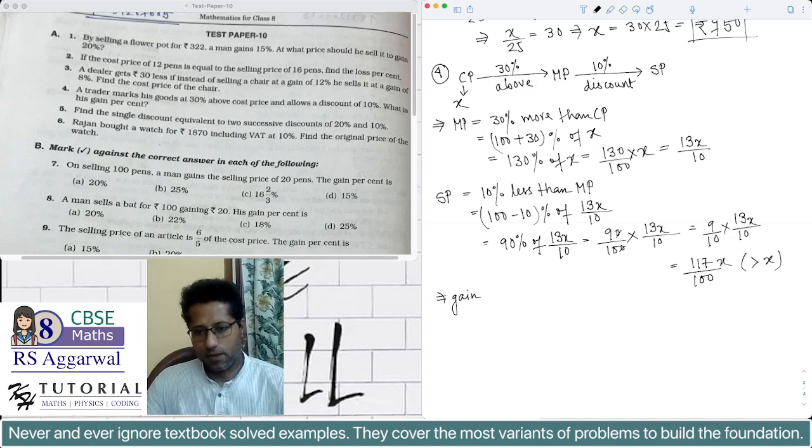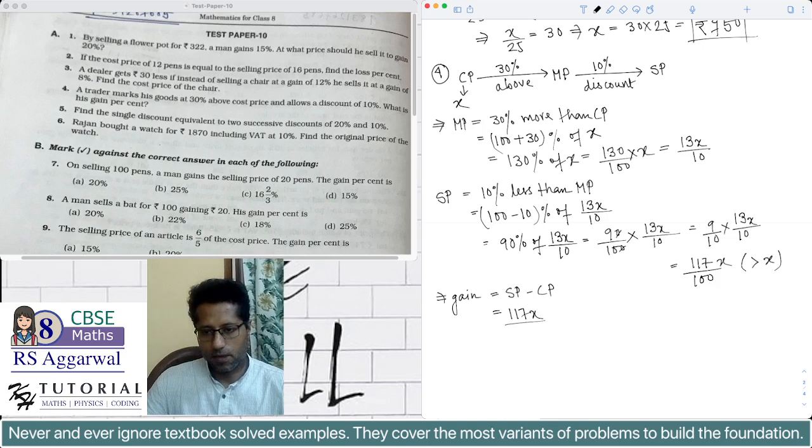So we can say gain is equal to selling price minus cost price, which is equal to 117x by 100 minus x, which is equal to 117x minus 100x divided by 100, which is equal to 17x by 100. So this is the gain.